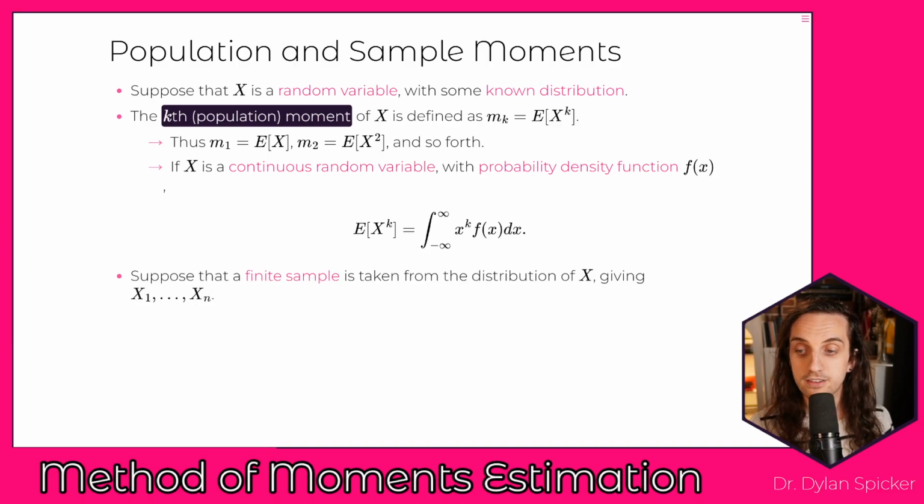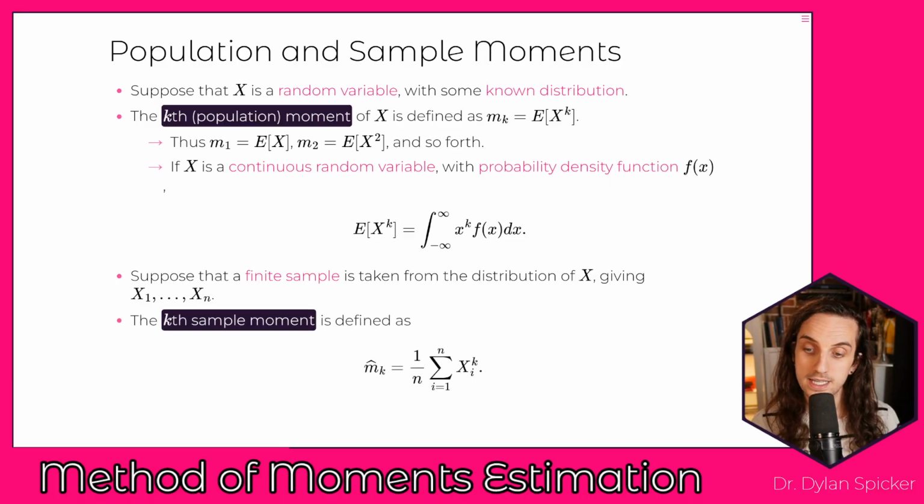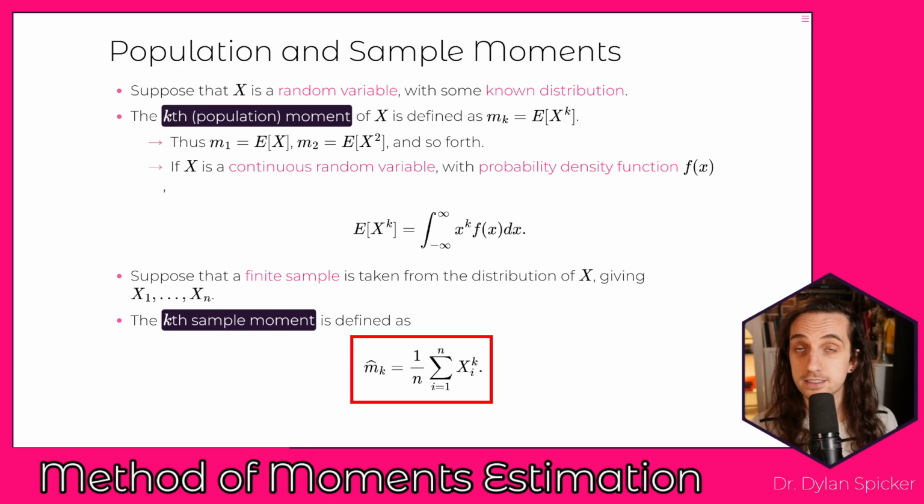Now, if we have a finite sample taken, that's going to give us these observations, say X1 up to Xn. We'll treat these as being random for now because we don't actually have those values, but we could write them in as the lowercase values once we do. Then we can take the kth sample moment, which is going to be given by m_k hat, because it's estimating the population moment. And it's going to be the average of Xi to the power of k, so 1 over n times the sum of Xi to the power of k.